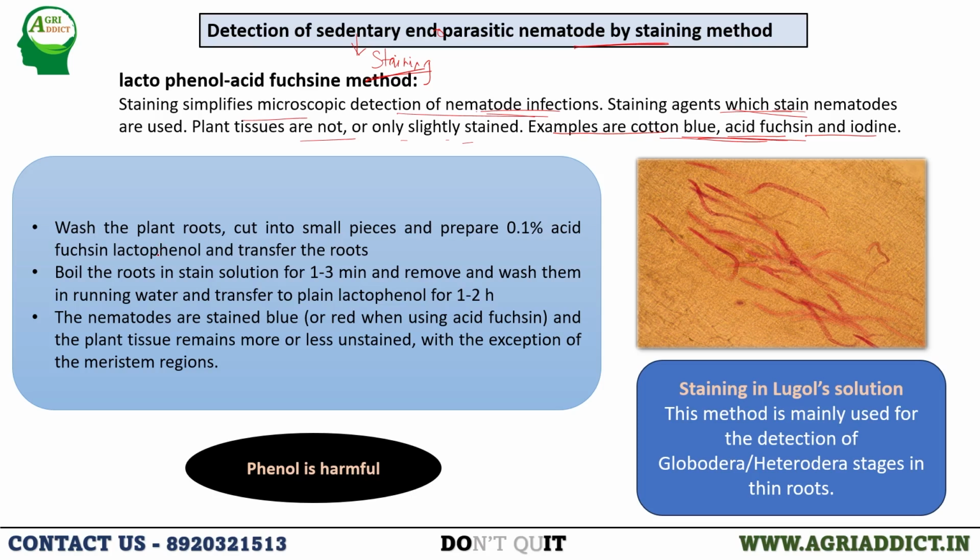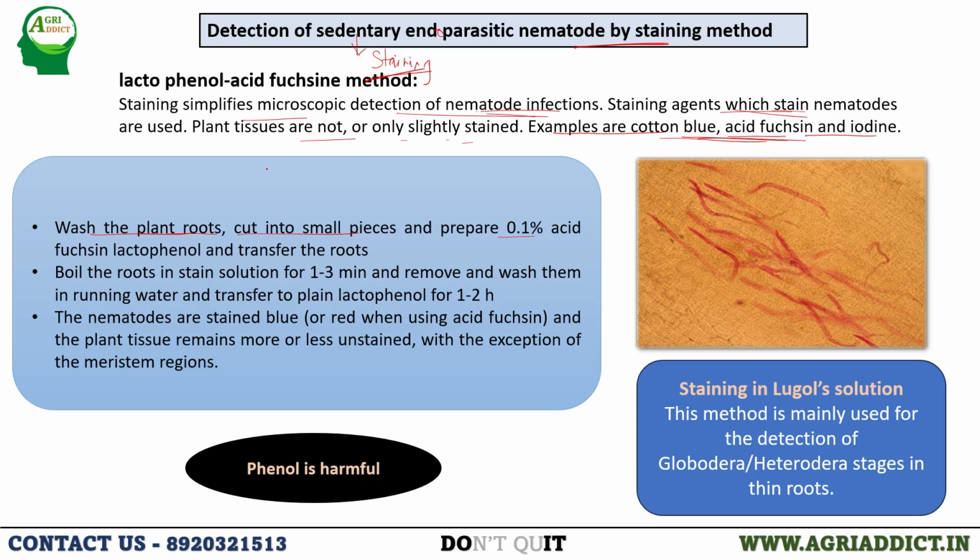The procedure involved in this method is to wash the plant roots, cut them into small pieces, prepare 0.1% acid fuchsin lactophenol and transfer the roots into it. That means initially you collect the root samples, cut them into small pieces using knives, and after that prepare 0.1% acid fuchsin lactophenol.